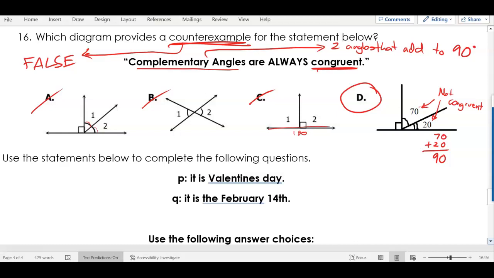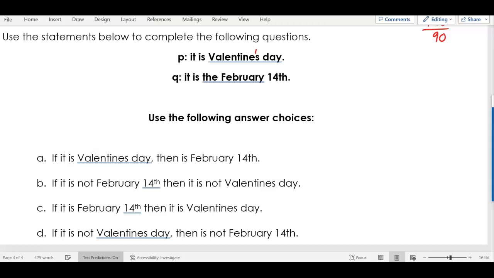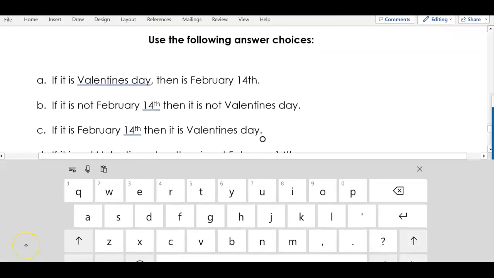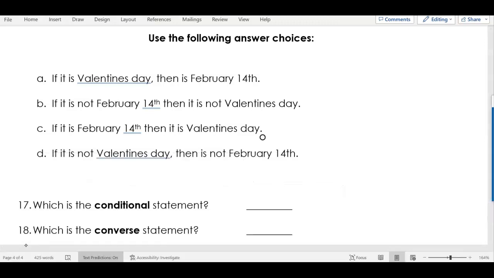Okay. All right. Let's do some conditional statements and we'll be done here. Use the statement below to complete the following questions. My hypothesis, it is Valentine's Day. My conclusion, it is February 14th. So let's use the following answer choices. Now, these are my answer choices using P and Q. Okay, let me document this for full notes.